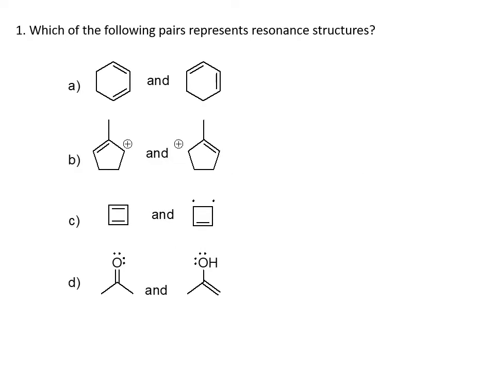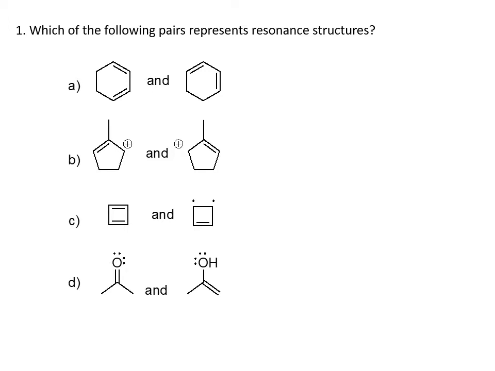First question, which of the following pairs represents resonance structures? And you go by elimination. You eliminate those that are not resonance structures, and you're left with the pair of resonance structures. A is not a pair of resonance structures. That's two formulas of 1,3-cyclohexadiene, and they are rotated by 60 degrees. You cannot convert one into the other by means of curved arrows. If you number the carbon atoms and use curved arrows, you cannot arrive from one formula to the other. So those are not a pair of resonance structures.